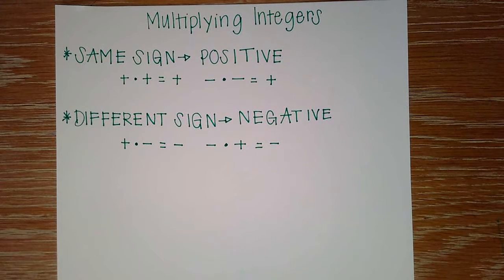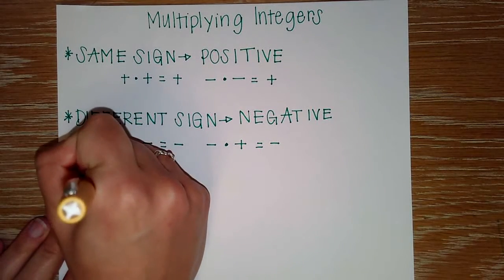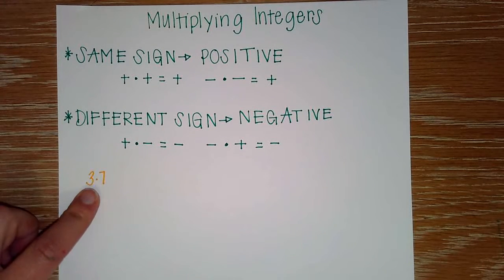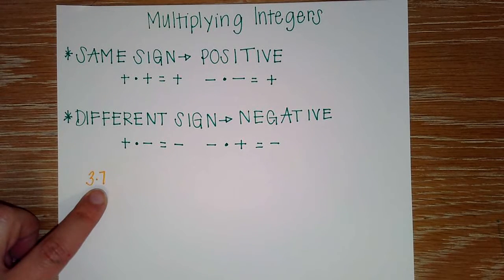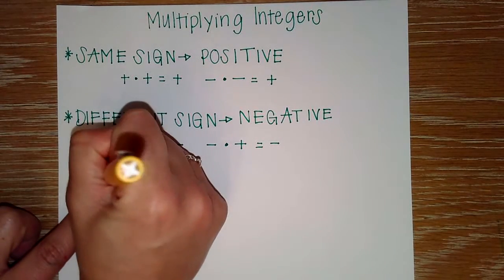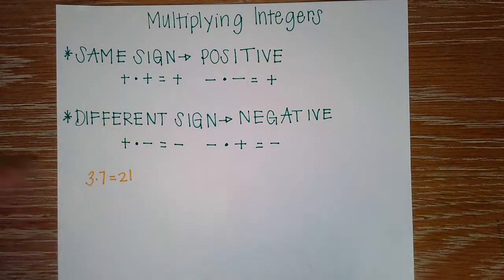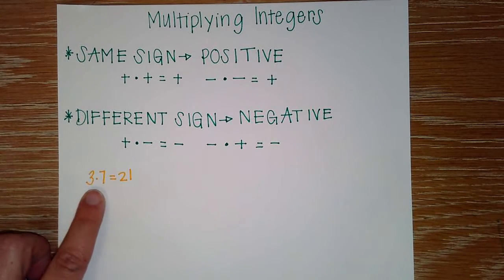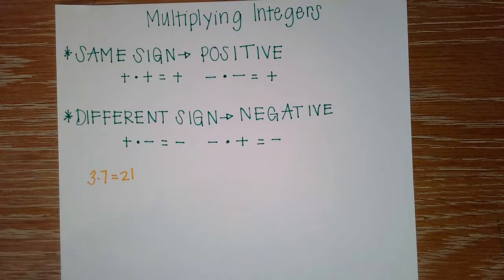So let's go ahead and give this a shot. Let's start with one that we know. We know that 3 times 7, okay? 3 is positive and 7 is positive. We know that 3 times 7 is 21. This also proves our first rule, right? Positive 3 times positive 7 leads us to positive 21.